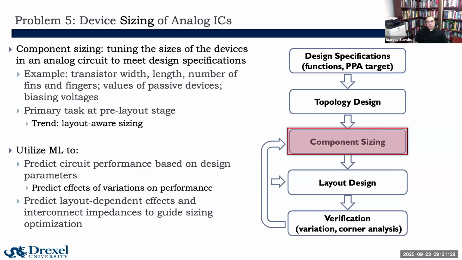So this is where machine learning enhances this process by predicting how design parameters affect circuit performance, including the impacts of manufacturing variations and layout-dependent effects. And this allows for more accurate and effective sizing optimizations, which will lead to robust and efficient designs.